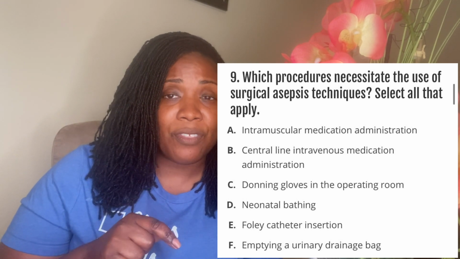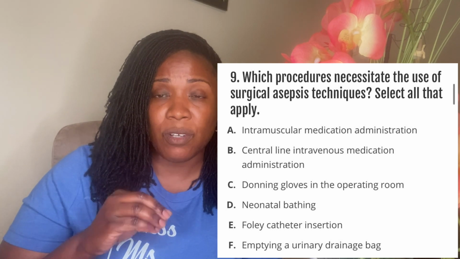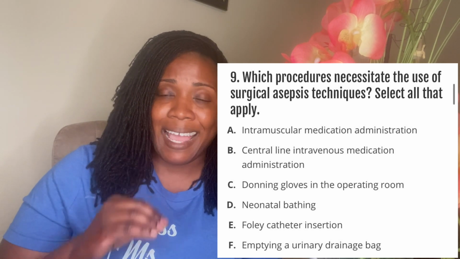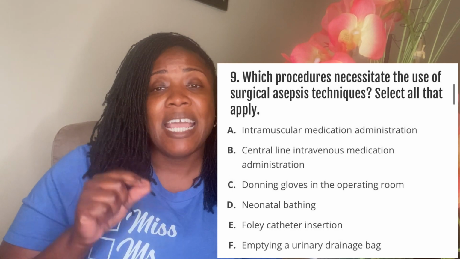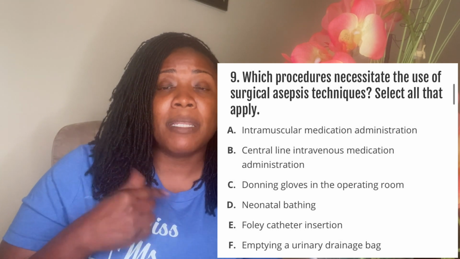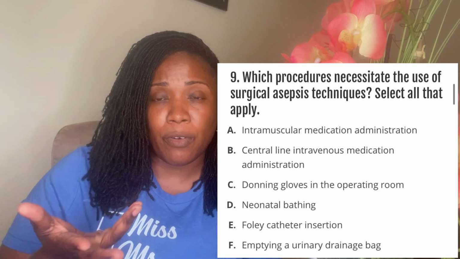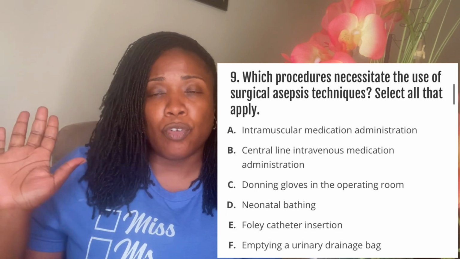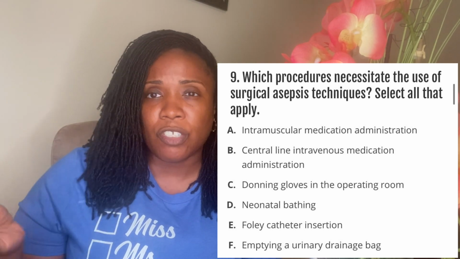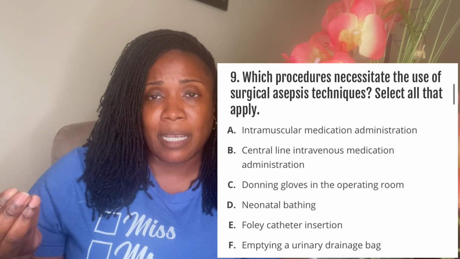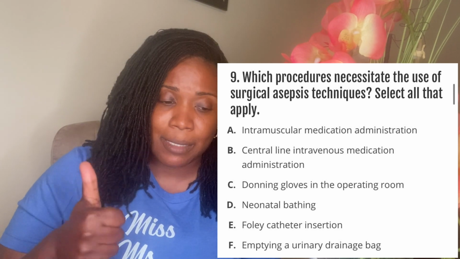The Foley catheter insertion, the bladder is sterile. The bladder is sterile. It's a sterile field. When you are inserting a Foley, that is an aseptic technique. If you don't know anything else, know that that Foley catheter insertion is aseptic technique. Emptying a urinary drainage bag is not an aseptic technique because you're just emptying the urine. Once the urine comes out of the bladder, it's no longer aseptic, so you don't have to empty a urine drainage bag with an aseptic technique. Just understand, inserting that Foley into the bladder is an aseptic technique.